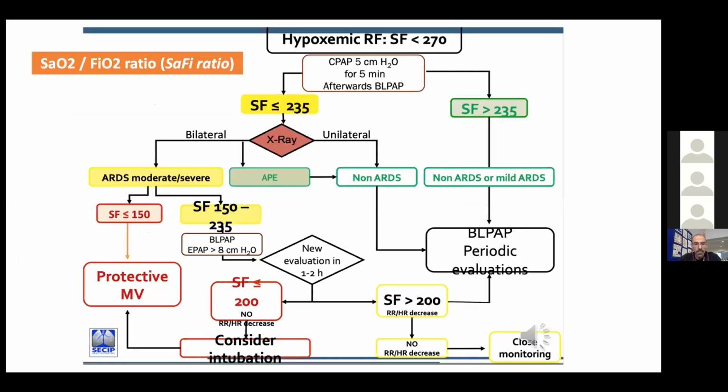So this is a kind of algorithm that the Society of Critical Care in Spain uses to go through which patients we need to put first on mechanical ventilation, and which ones we can wait and see how they do on non-invasive. Okay, and this algorithm uses the SF ratio. But again, if we have a PF ratio below 200, 150, these patients probably need to be intubated sooner rather than later, to avoid increased rates of mortality. All right.